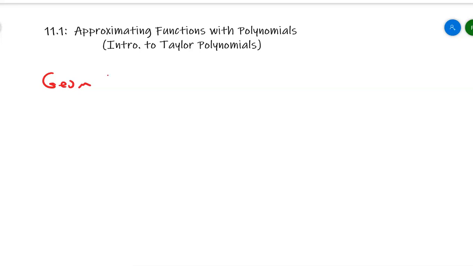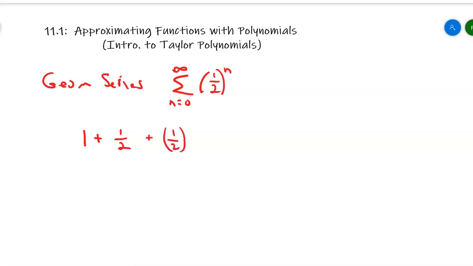series, right? A geometric series, let's say I started with this series, the sum from n equals 0 to infinity of 1/2 to the n. All right, what does that look like? That looks like 1/2 to the 0 power, which is 1, and then 1/2 to the first power, and then 1/2 to the second power, and I'm going to keep adding and adding and adding.